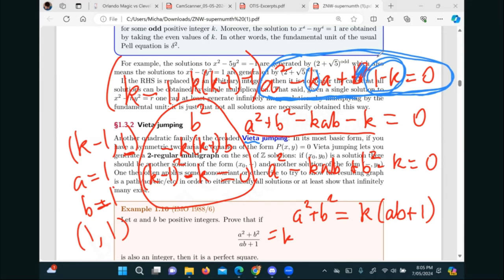Okay, so basically we're trying to get to different solutions, and we're trying to find some kind of degenerating feature of this.